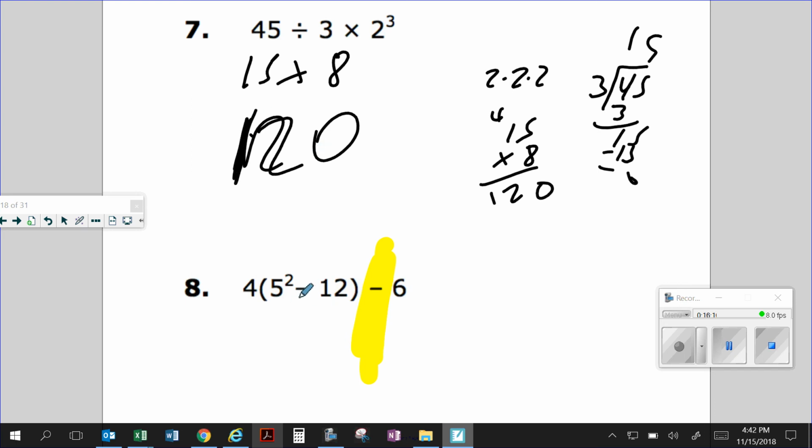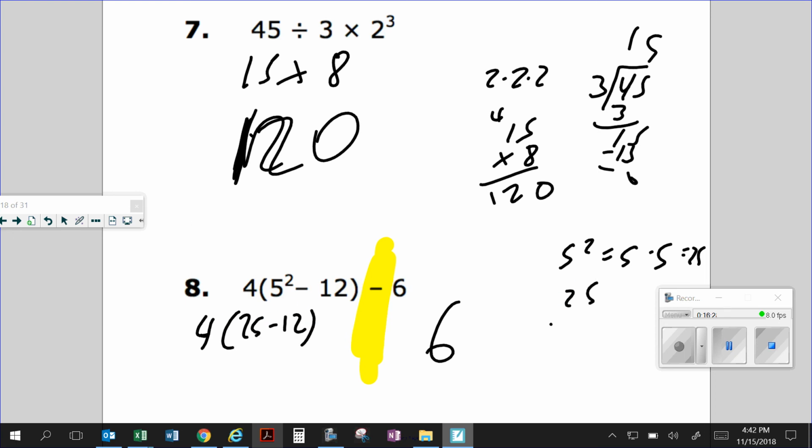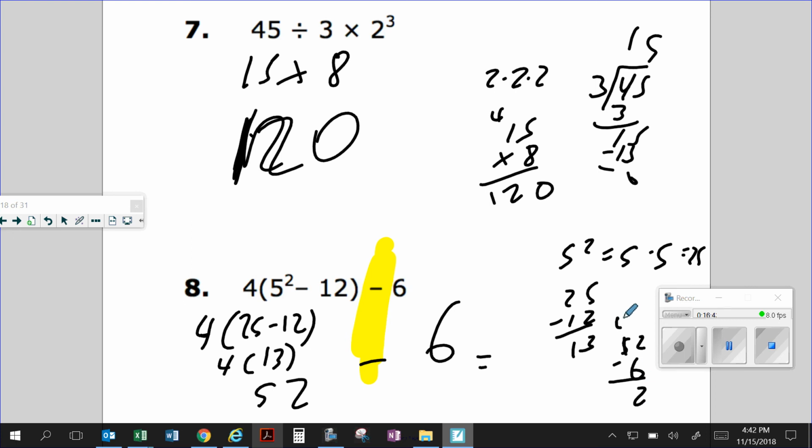And number 8, the left term is 4 groups of 5 squared minus 12, and the right term is 6. I'll solve the right term first. That's easy. The left term. What's 5 squared? That's 5 times 5, which is 25. So what's 4 groups of 25 minus 12? 25 minus 12 is 13. 4 groups of 13, that's 13, 13, 13, 13 is 52. 52 minus 6 is, regroup, 46.